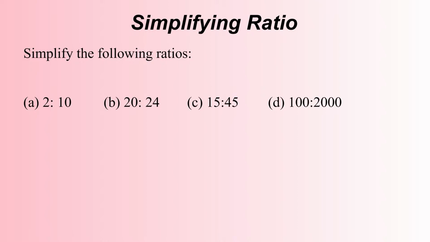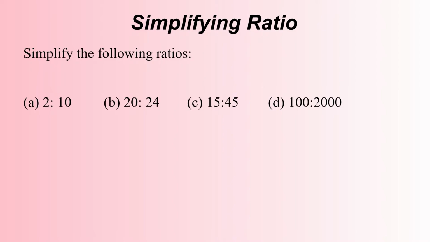Today we're going to be looking at how you simplify a ratio. So we're going to look at a few simple examples to start off with, and then a few more complicated ones involving fractions and decimals. The basic idea of simplifying a ratio, very similar to simplifying a fraction, is that you're looking to make the numbers as simple as possible.